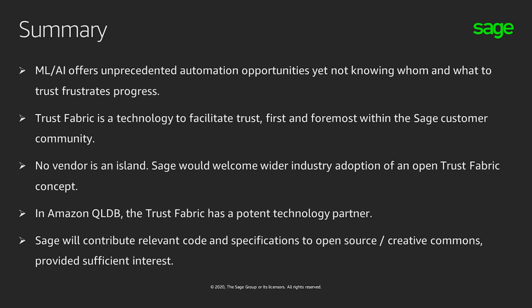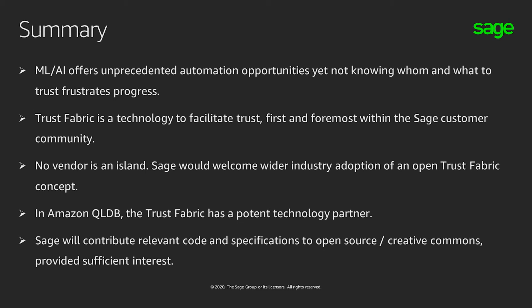Let me summarize. We started with the conundrum of accounts receivables and accounts payables being two sides of the same coin, yet generating a disproportionate part of the accounting workload. Part of the problem can now be automated thanks to the progress in machine learning technologies, but the fundamental trust problem remains, only amplified by cyber risks. With the Trust Fabric, Sage has developed a technology concept to overcome this problem and facilitate trust in the Sage business community.